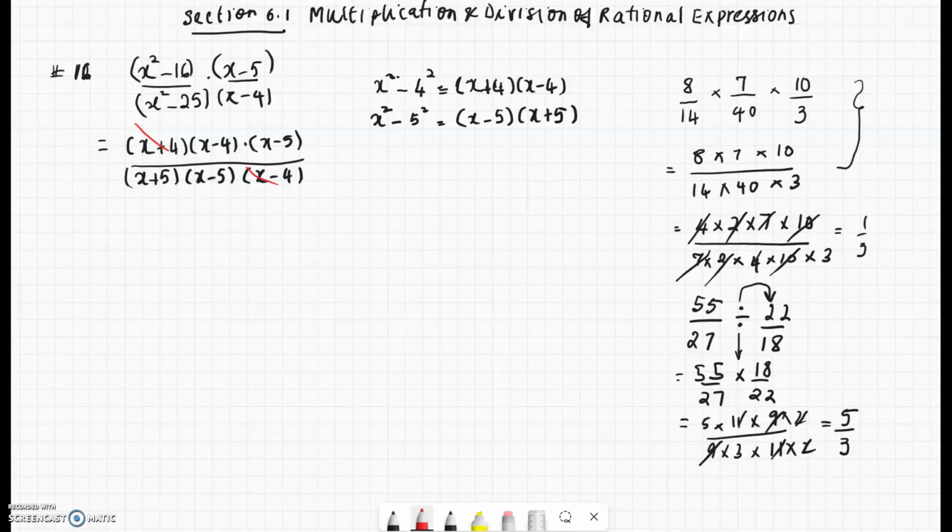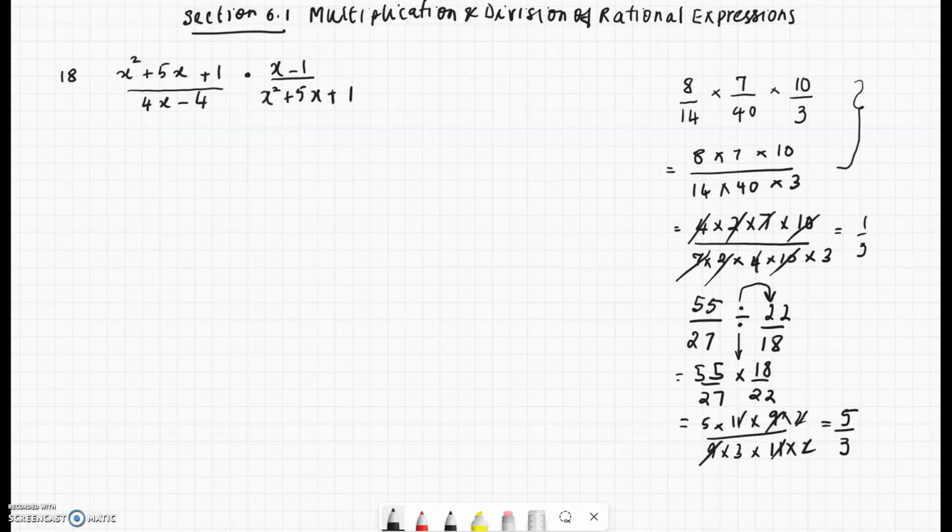Cancel the x plus 4, cancel the x minus 5, and we're left with x minus 4 over x minus 5. These are the only two factors left. One in the numerator, one in the denominator. Here again, we are multiplying fractions, something like multiplication of fractions. And this is a multiplication of rational expressions.